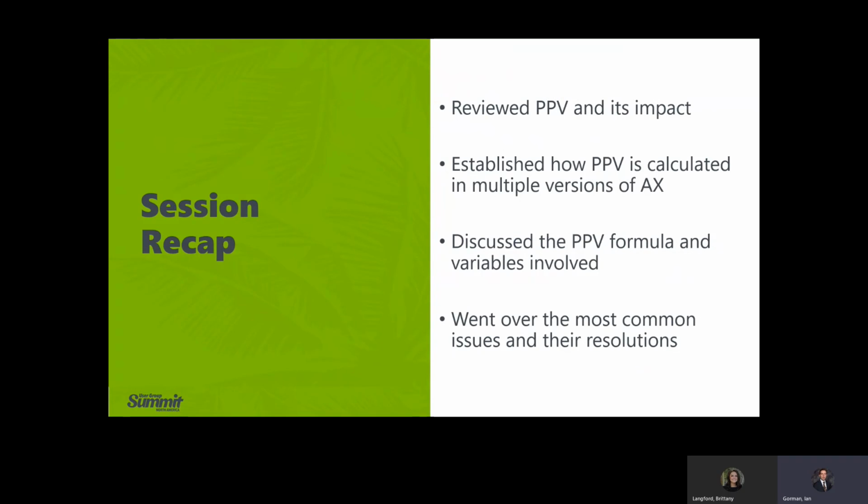So as a recap of the session itself, we've reviewed purchase price variance and the impacts. We've established how purchase price variance is calculated in multiple versions of AX. We've discussed the purchase price variance formula and variables involved: the standard cost price that's active at the time and the invoice or purchase unit price. And we went over the most common issues and the resolutions.